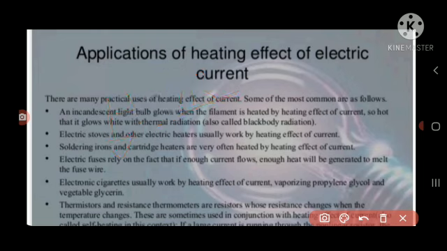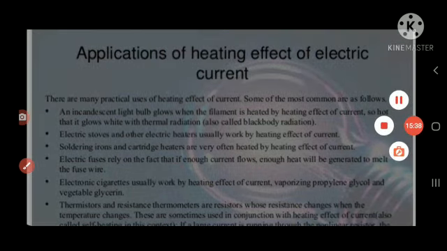So these are several applications of the heating effect of current.